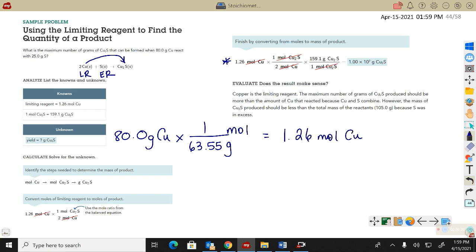So when I first set it up then, I want to cancel moles of copper and switch it to anything I want. In this case, it's the copper sulfide. From there, I want the final copper sulfide back in grams. So then I can cancel moles and put it into grams. And this 159, that would be off your periodic table.